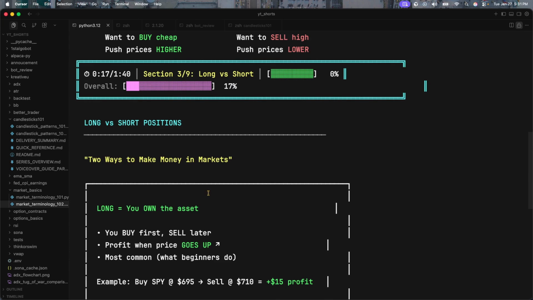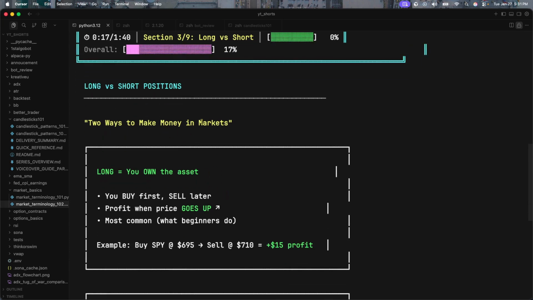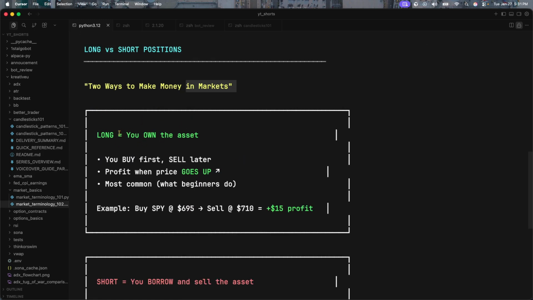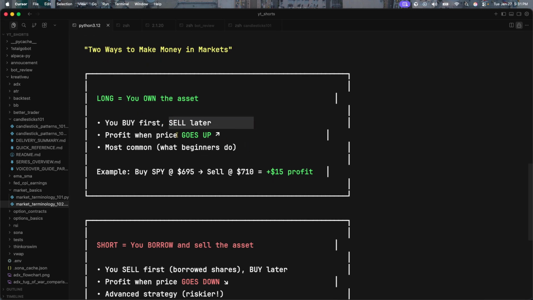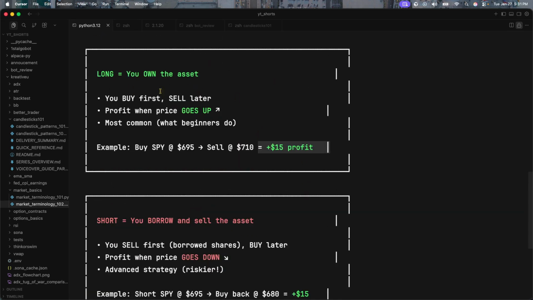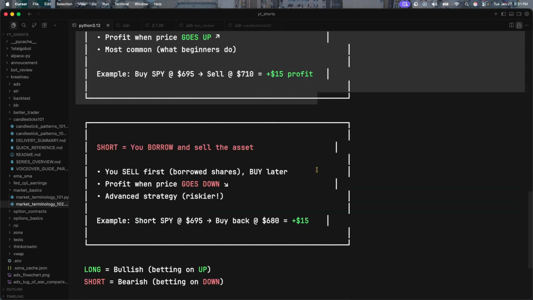All right, long versus short position. Two ways to make money in the market. So a long position, meaning that we own the asset. We buy first and then we sell later. We profit when the price goes up. This is the most common thing beginners will do, right? So SPY's at $6.95. We sell at $7.10. We made a $15 profit. That $15 profit is what happens when we're in that long position.